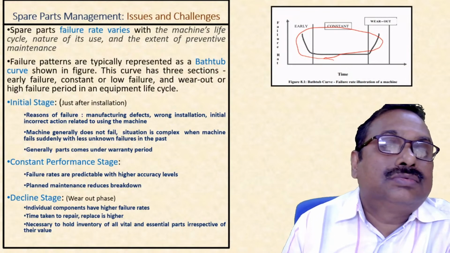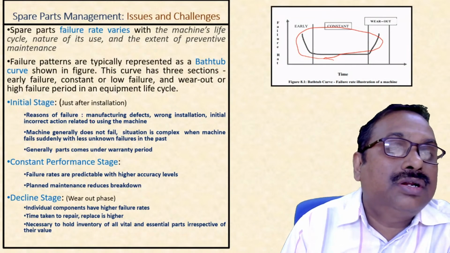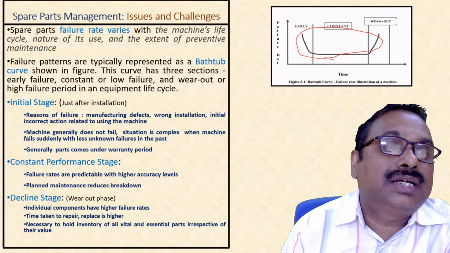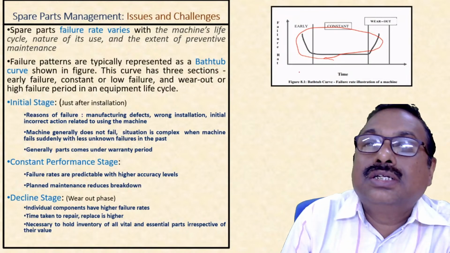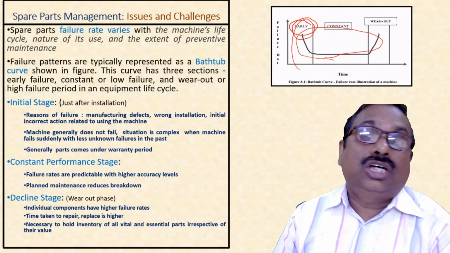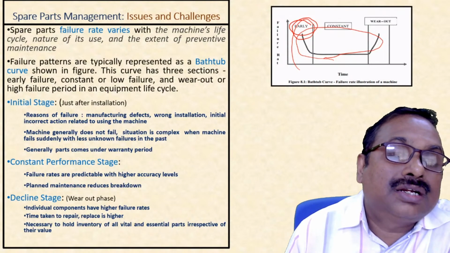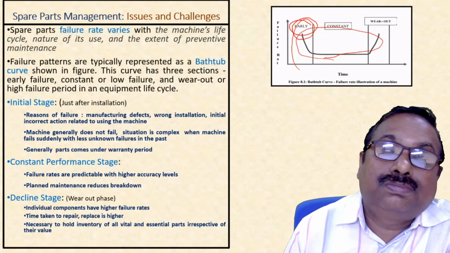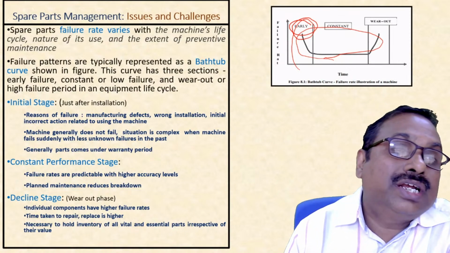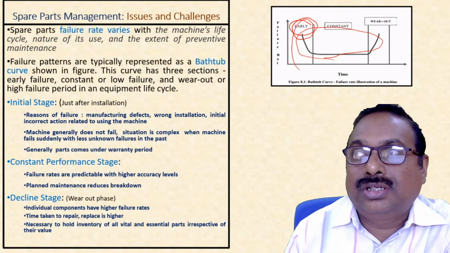Bathtub curve. This curve has three sections: early failure, constant or low failure, and wear out or high failure period in an equipment life cycle. Initial stage means this stage, just after installation. Here, the reasons for failures are either manufacturing defects, because the products are new, or wrong installation, or initial incorrect action related to using the machine. Might be an untrained employee, right?